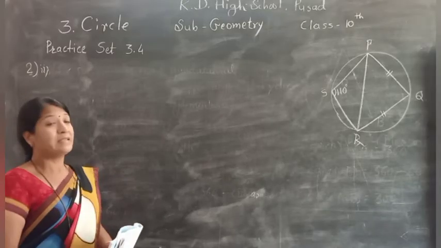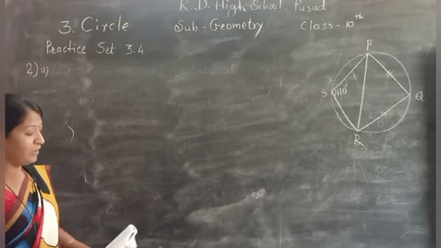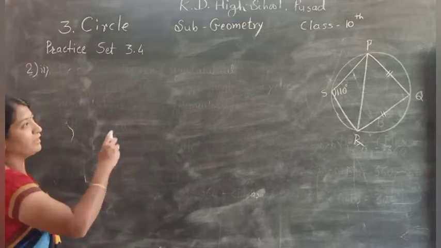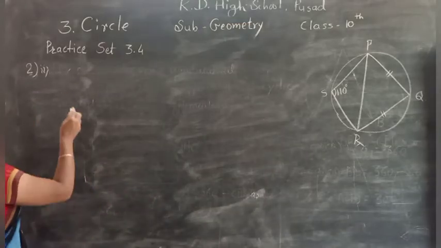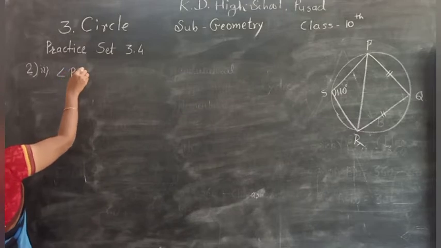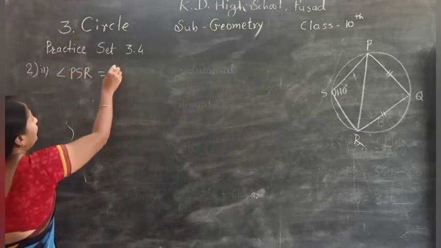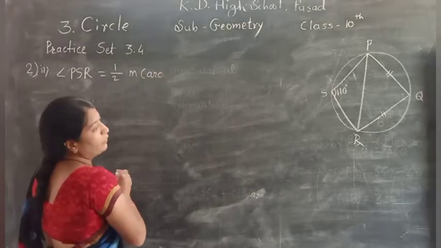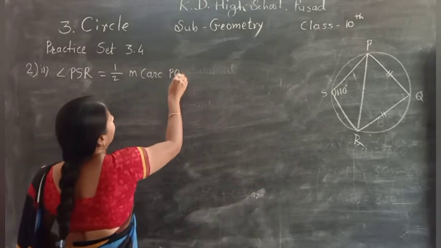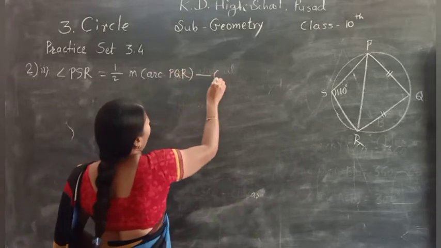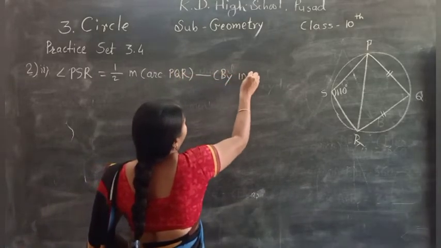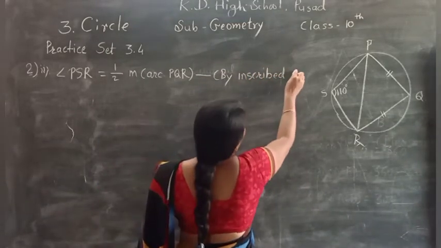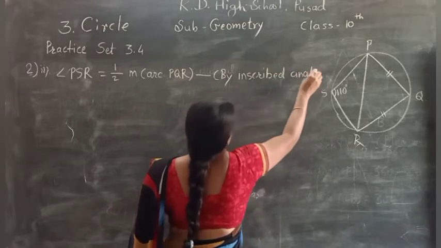Now let us see the second sub-question from the second example. We have to find the measure of arc PQR, and we know that angle PSR is given, and we know that angle PSR is equal to half of the measure of arc PQR by the inscribed angle theorem. So put the reason: by inscribed angle theorem.